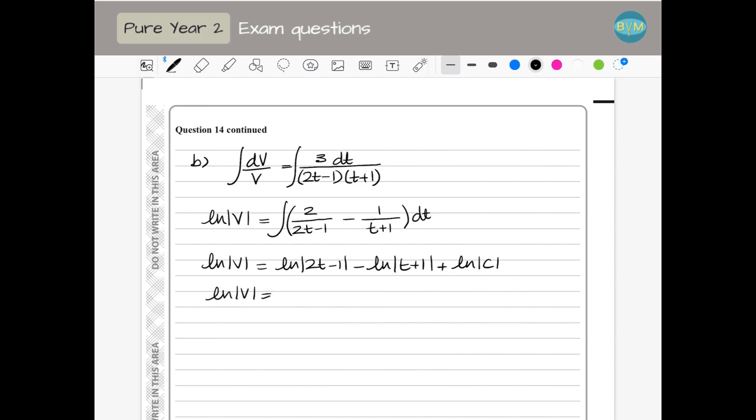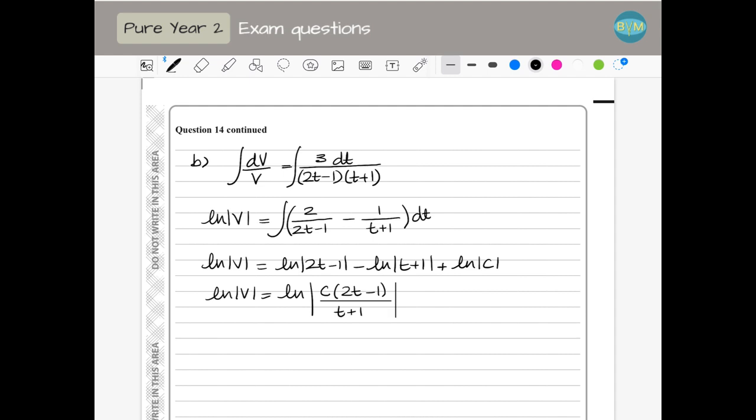So these two are adding, so I'm going to multiply it. And this is subtracting, so it's going to divide. So I can write that this is ln of c times 2t minus 1 in the numerator, and the one that is subtracting in the denominator, t plus 1.